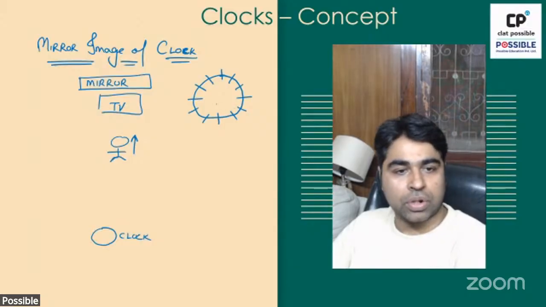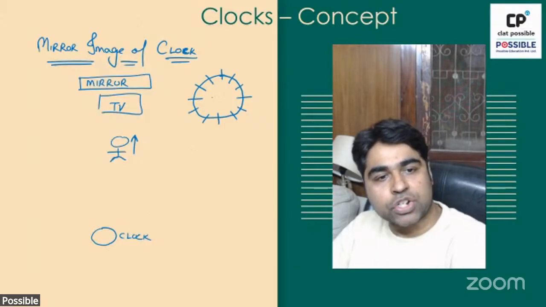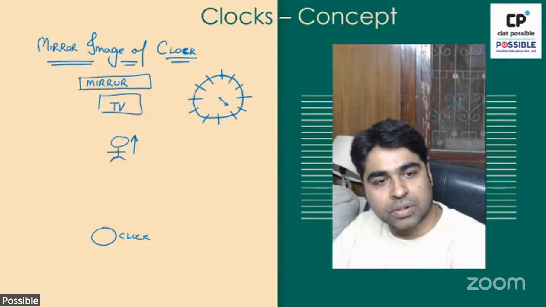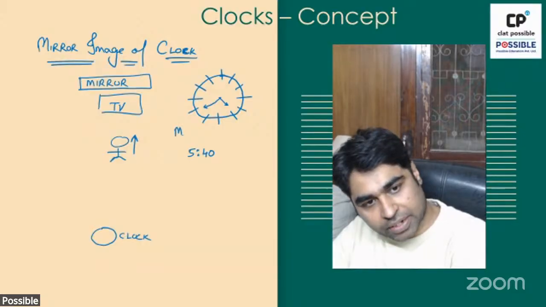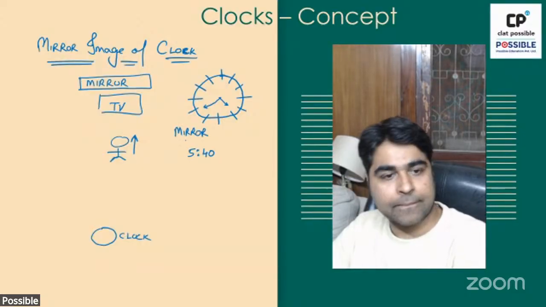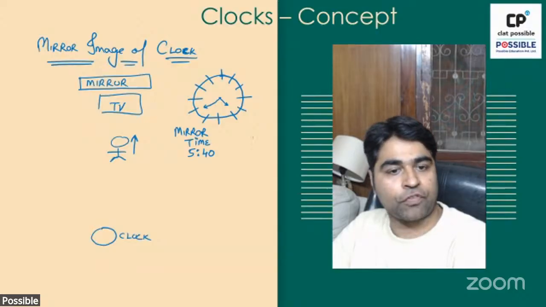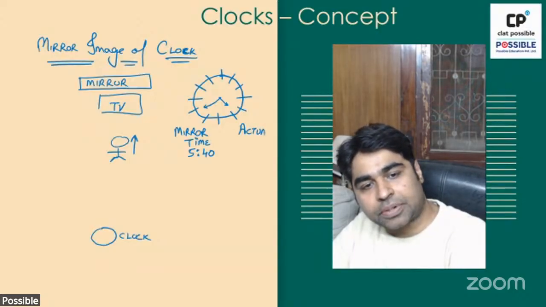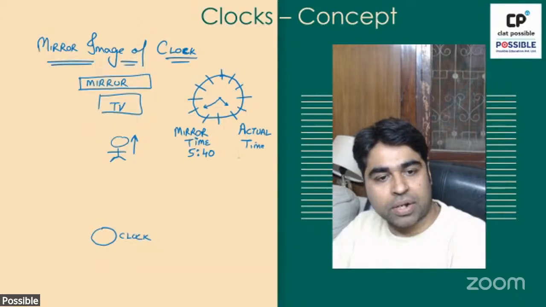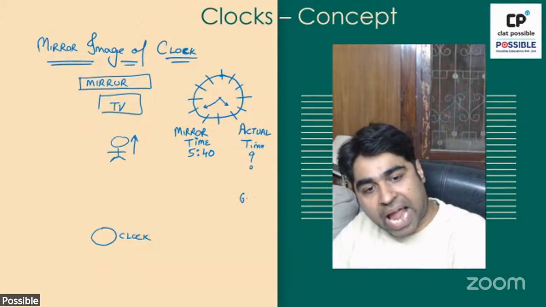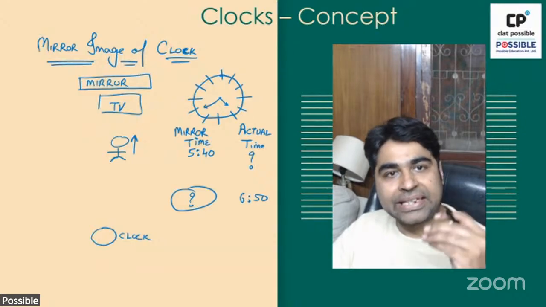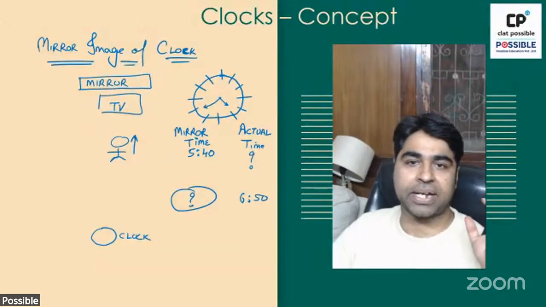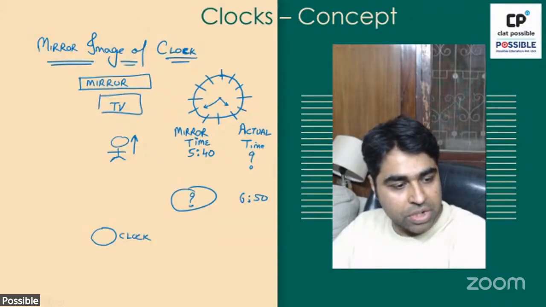Now the question is: if in the mirror image of the clock I see that it is 5:40, that is, the mirror image time is 5:40, then what is the actual time? Or if the actual time is 6:50, then what will the time be in the mirror? So these kinds of questions can be solved in the easiest manner. How? The logic is very simple, guys.